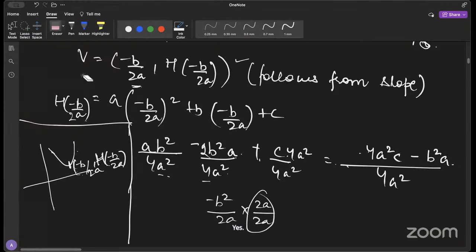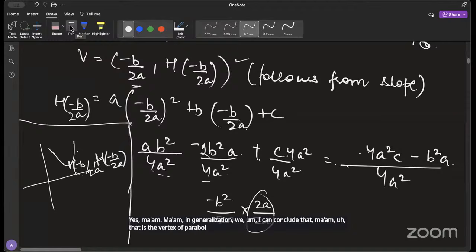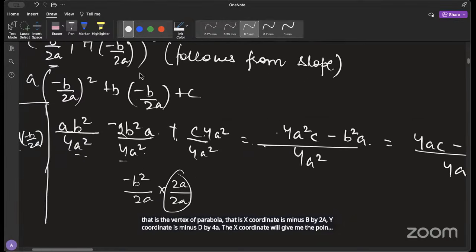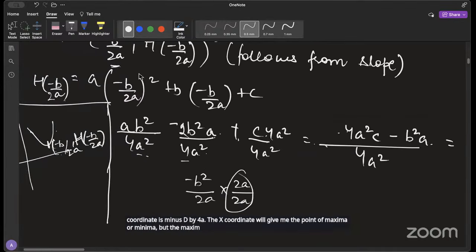Yes, ma'am. That is it. In generalization, I can conclude, ma'am, that this is the vertex of the parabola. The x coordinate is minus b by 2a, the y coordinate is minus d by 4a. The x coordinate will give me the point of maxima or minima, but the maximum value, or the value at that point, is given by the y coordinate. Right. Okay, thank you, ma'am.